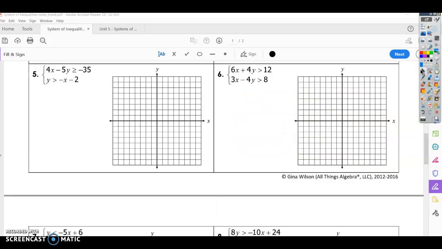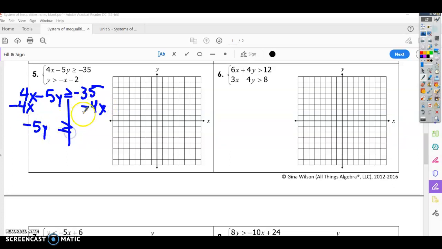All right, number 5, if we look at the first one, we're going to have to solve for y. So I'm going to bring it down here and say 4x minus 5y greater than or equal to -35. And I'm going to subtract 4x from both sides. So I'm going to have -5y greater than or equal to -4x minus 35. Divide everything by -5. Remember, I'm dividing by a negative. When I divide by a negative, I have to switch the symbol. And these 2 negatives make that a positive. And this becomes positive as well, so plus 7.